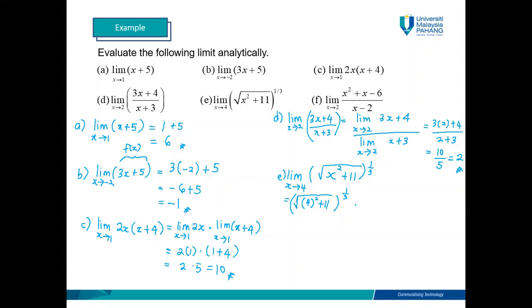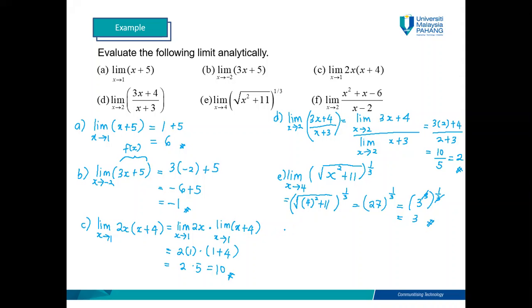Okay, so equal to, okay, 16 plus 11. Okay, so 27 power of 1/3. So 27 ni adalah 3 cube, kan? Power of 1/3. So apa 3 cube? Okay, 3 kali 3 kali 3, 27. Okay, so you can cancel off lah. So the answer is 3.